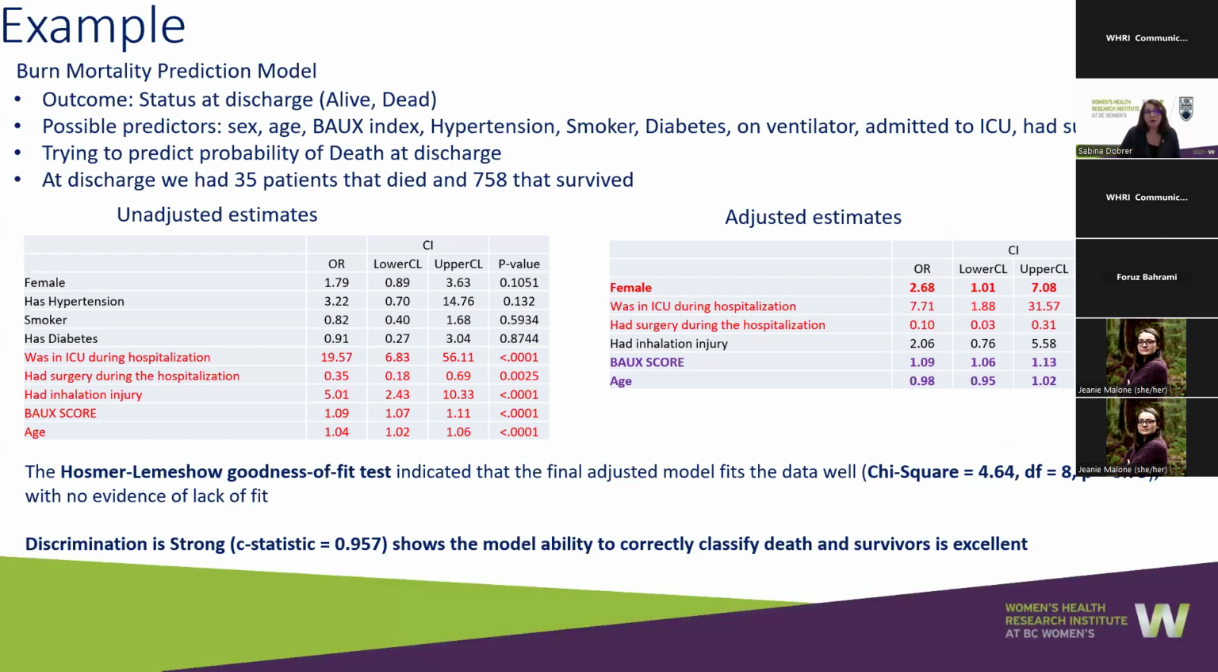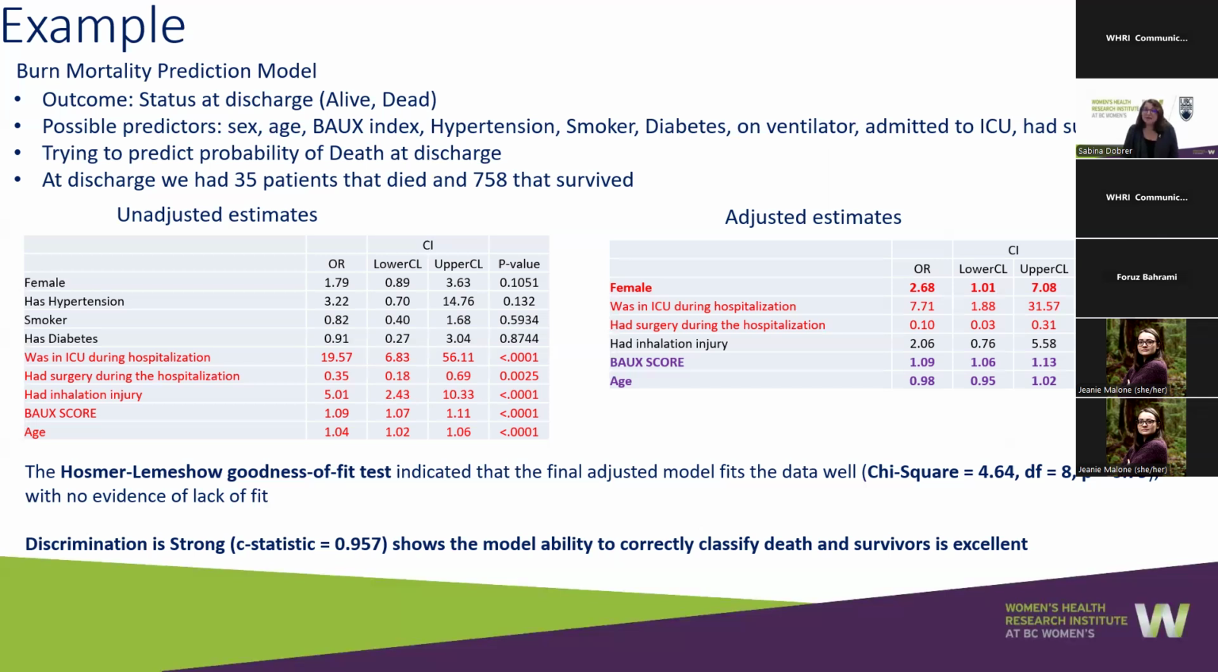So in this case, our outcome will be status at discharge. So basically, they went home or died. And possible predictors that they had are sex, age, Baux index. Baux index is something that measures severity of burns. Some comorbidities. Whether the person, when in the hospital, was on a ventilator, admitted to ICU, and had surgeries, like surgeries related to the injury. And we're trying to predict probability at discharge.